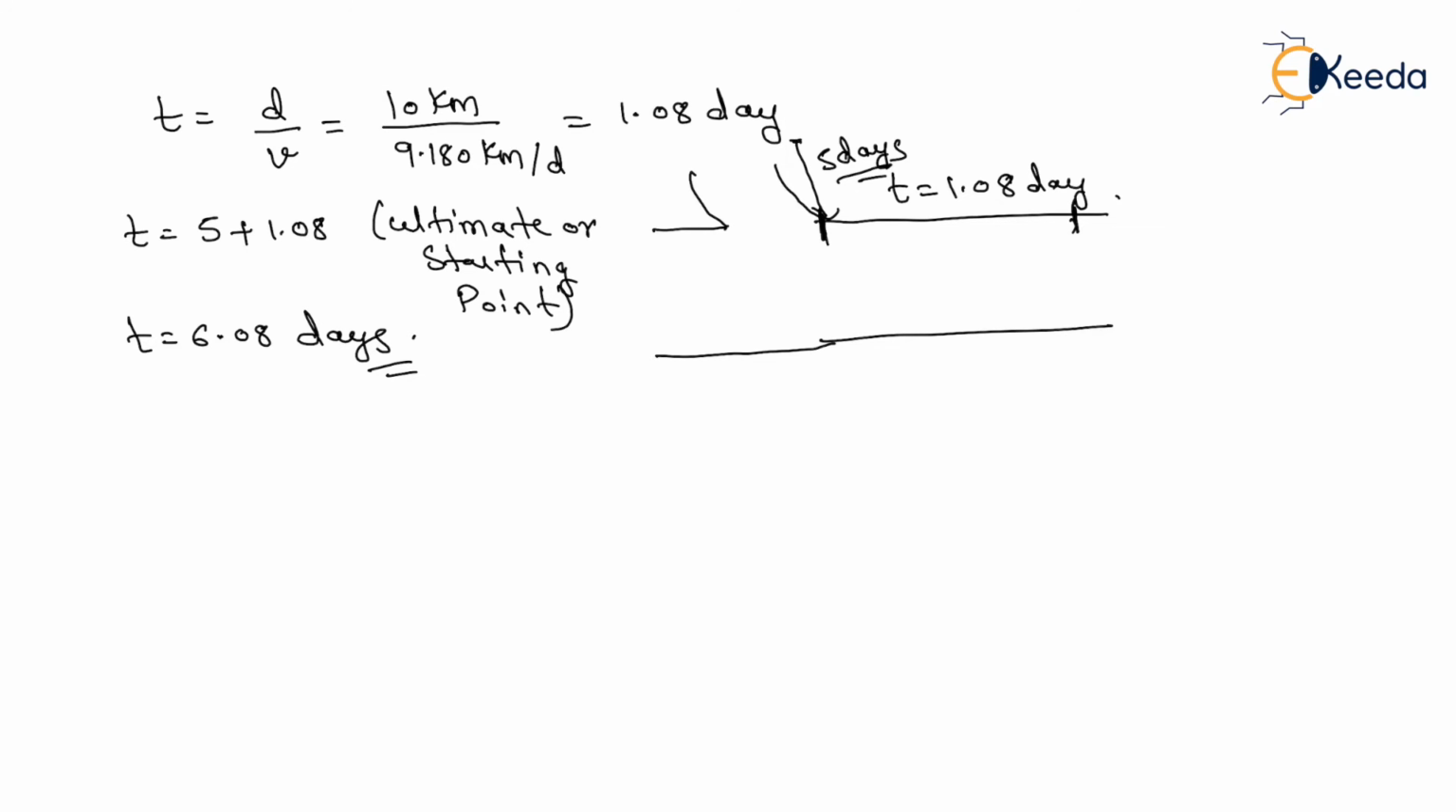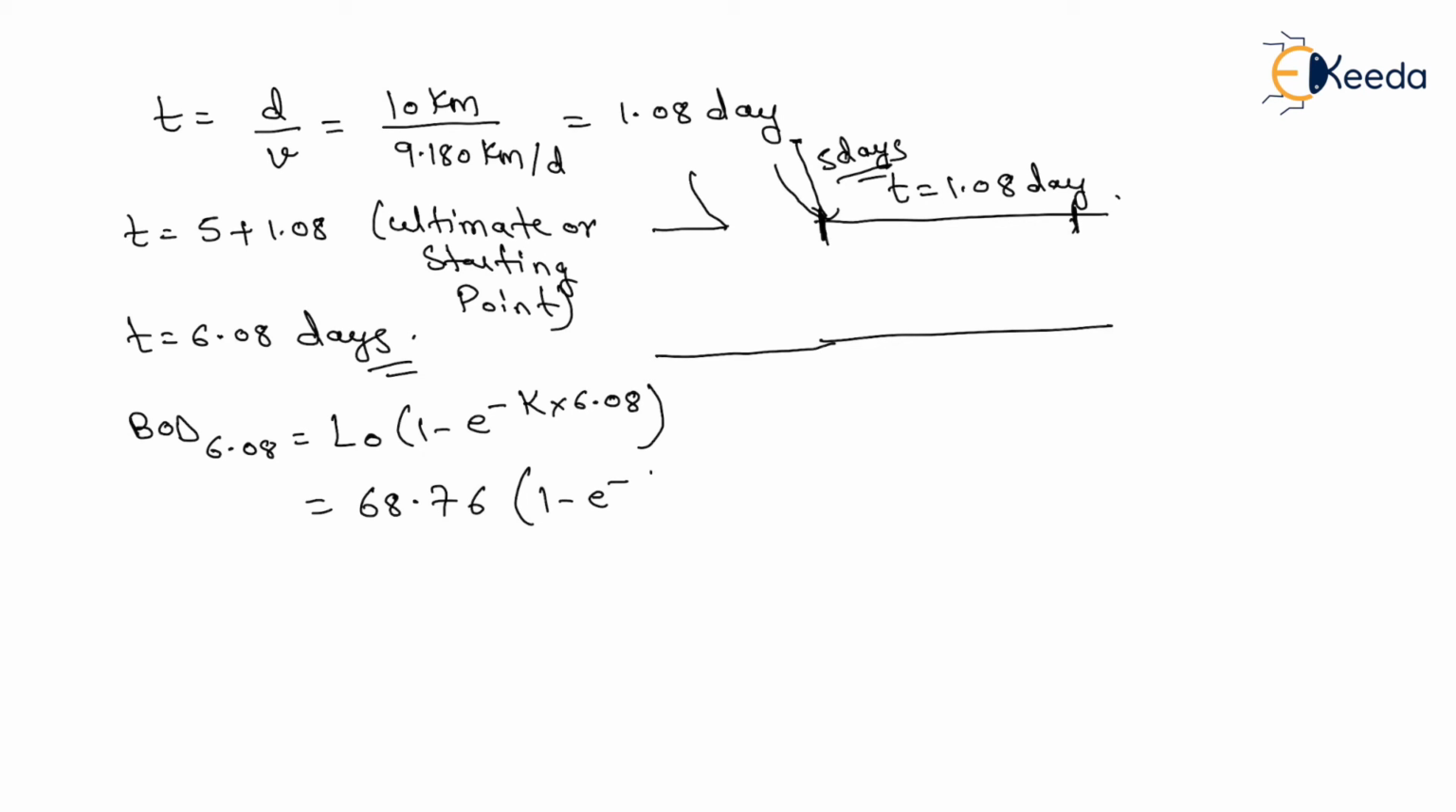Now we need to calculate the BOD after 10 kilometer, that is the BOD at 6.08 days, which will be L naught times 1 minus e to the power minus k into 6.08, because the value of t here is 6.08. We calculated L naught as 68.76 milligram per liter. The value of k given in the question is 0.21. After solving the whole equation, 68.76 into 1 minus e to the power minus 0.21 into 6.08, we get the final BOD of this sample after 10 kilometer of distance.